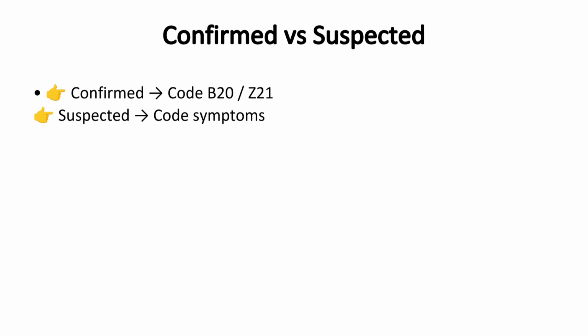Let's quickly summarize. If HIV is confirmed, we assign either B20 or Z21 depending on symptoms. If HIV is suspected or not confirmed, we should not assign HIV codes. Instead, we code only the symptoms.